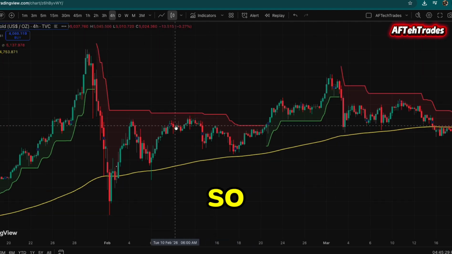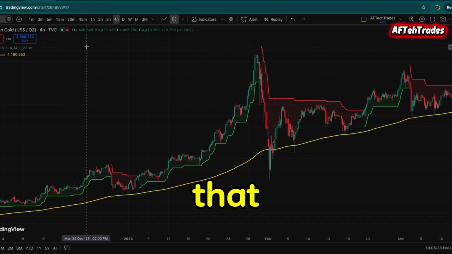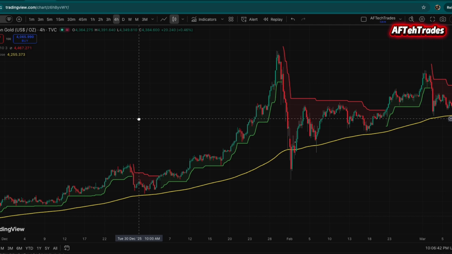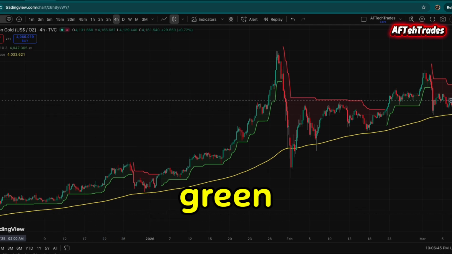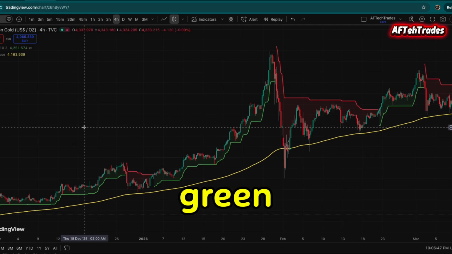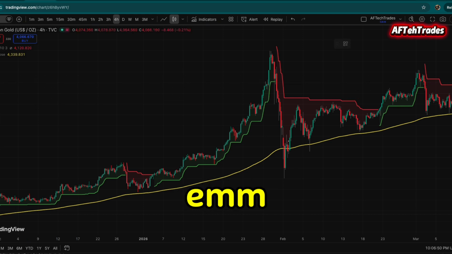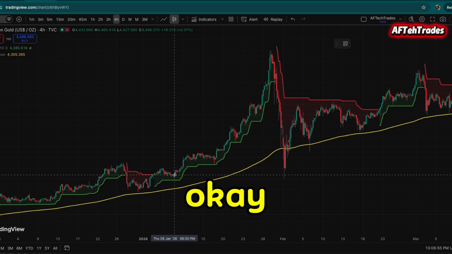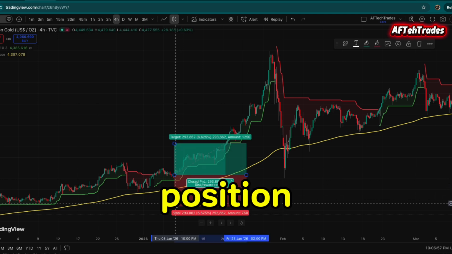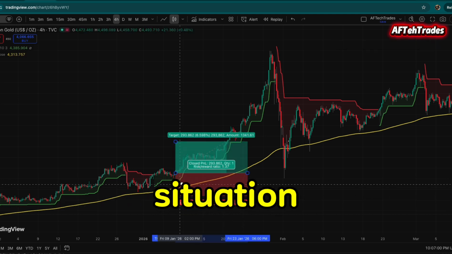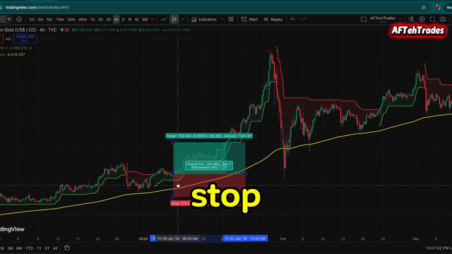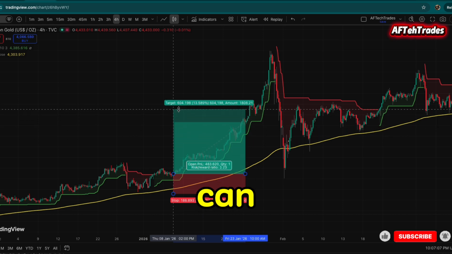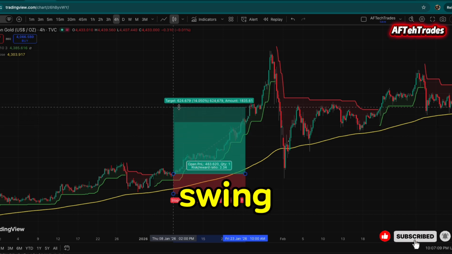Okay, so currently you can see that this market is above the 200 EMA and our super trend is green. Super trend is green and it is above the 200 EMA. In this case, I'll be looking for only buy positions. I'll be looking for only long positions in this kind of situation. I'll only buy and my stop loss will be here. And my TP, like I said, you can target the next swing high.